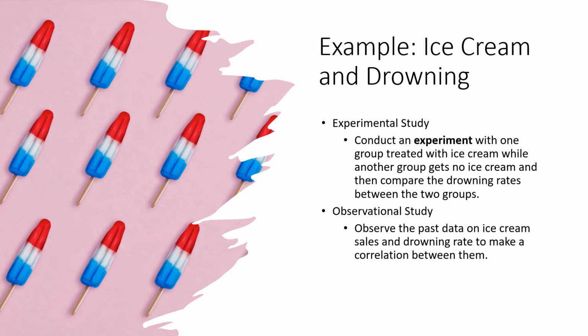In the observational study, researchers will observe the past data on ice cream sales and drowning rates and notice a correlation between increased ice cream sales and a higher rate of drownings. However, this type of study can lead to misleading conclusions. In this case, the researchers failed to account for the lurking variable of temperature. Warmer weather drives both higher ice cream sales and more swimming activity, which increases drowning risk.